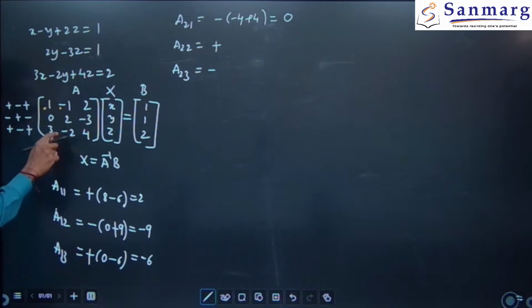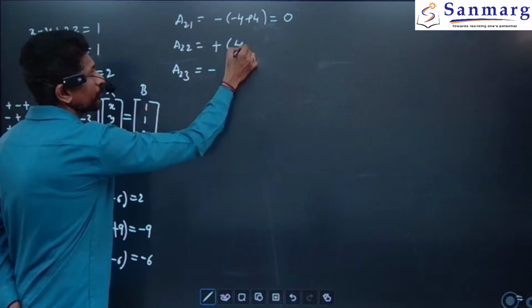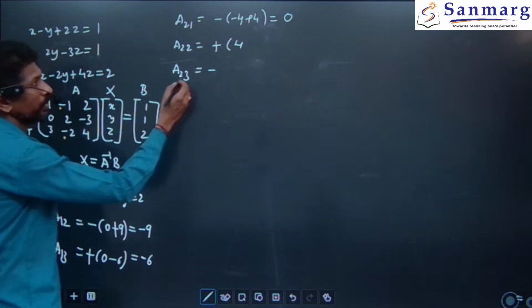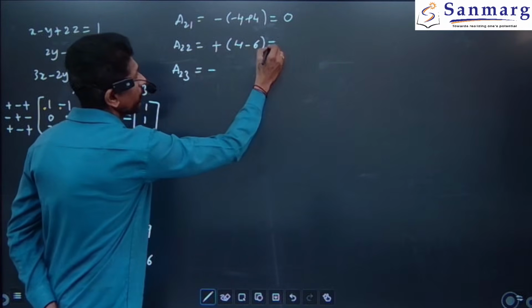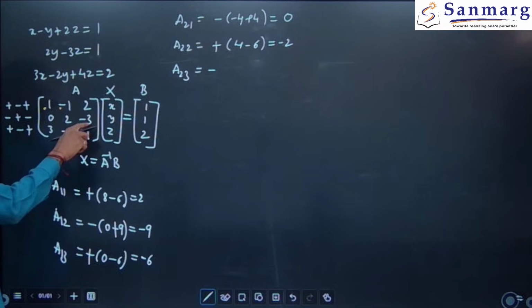Next, the middle one, the second row second column element. 1 into 4 is 4. 3 into 2 is 6, but minus 6. The answer is minus 2 now. That is the cofactor of a22. Next, the cofactor of minus 3 now.